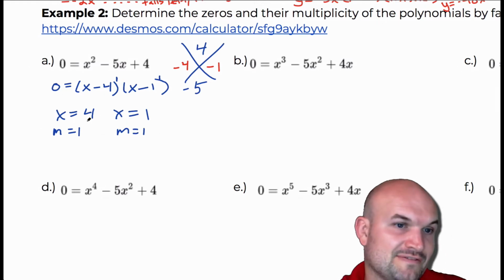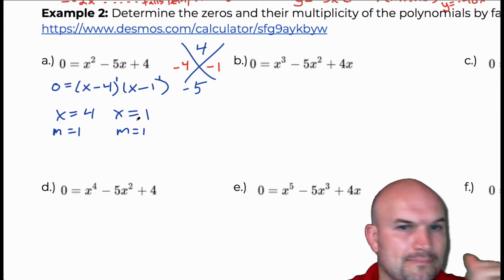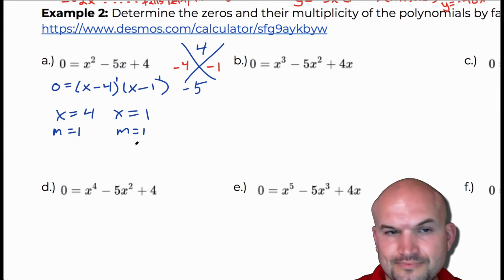Now again, if you were to graph this, you would see the graph crosses, as it says, odd multiplicity. The graph is going to cross at 4 and cross at 1. All right, so let's move to the next example.